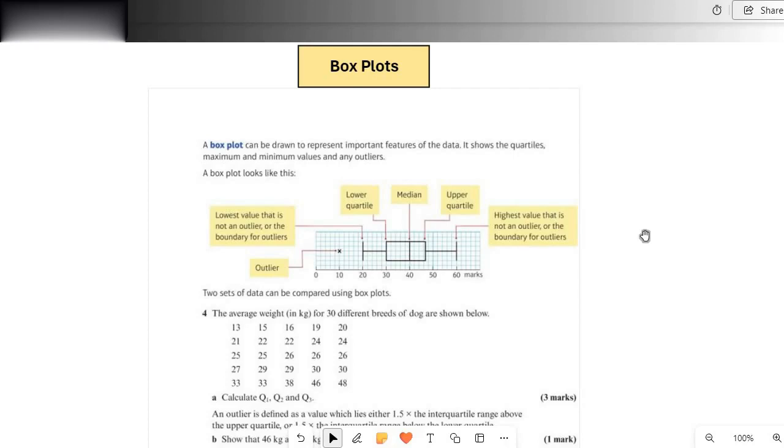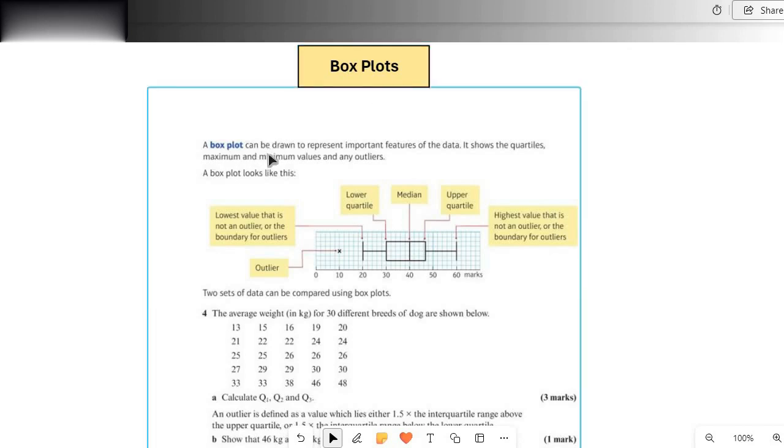In our last video, we discussed outliers and how we can clean data by excluding them. Similarly, we also learned about various representations of data in the form of pie charts, bar graphs, and histograms. Today, we will be talking about box plots.